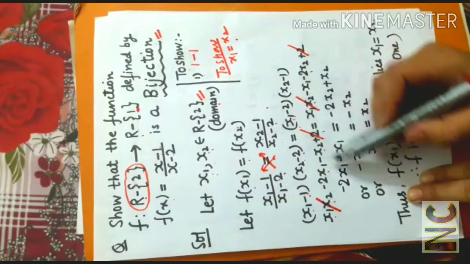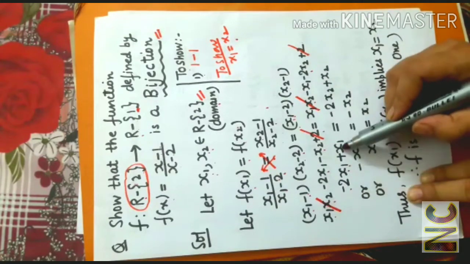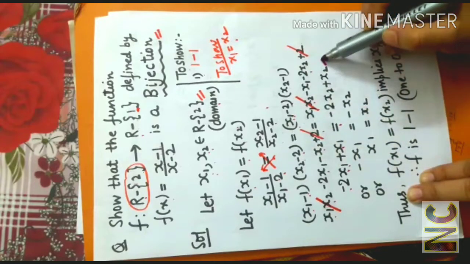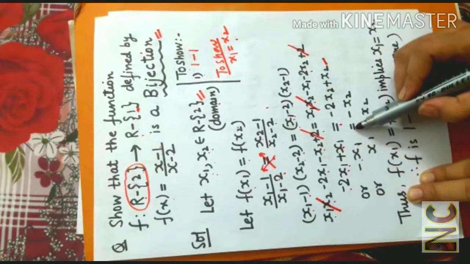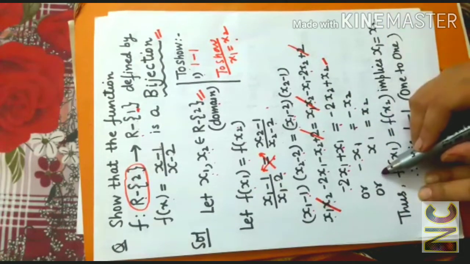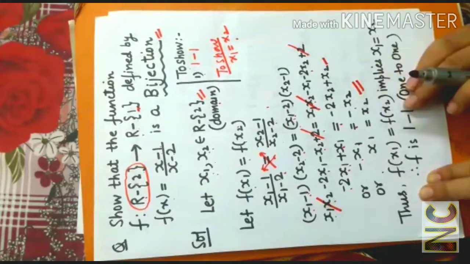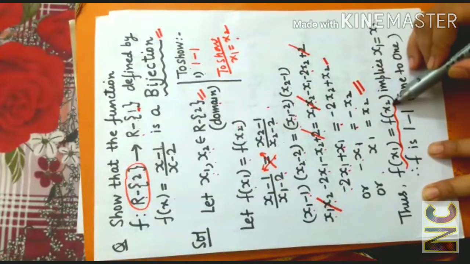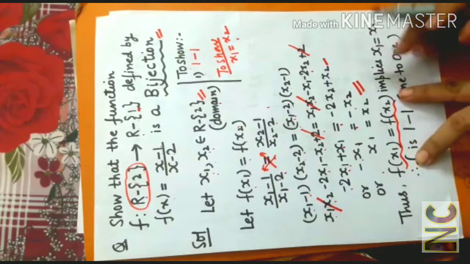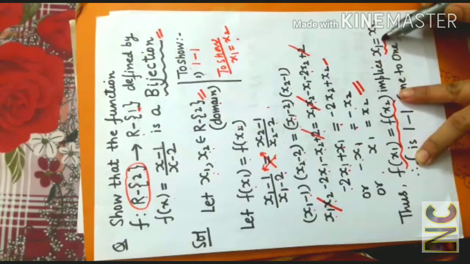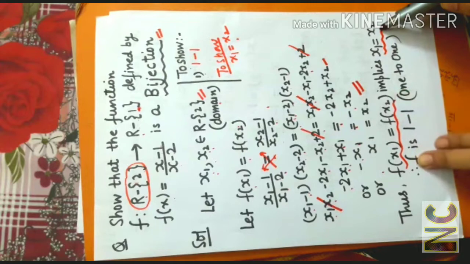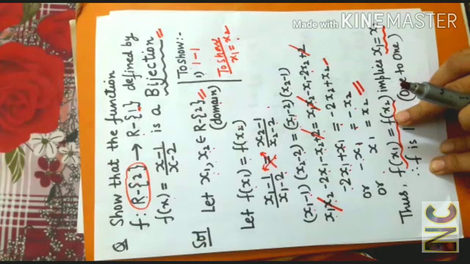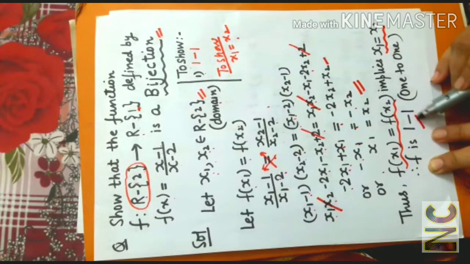Transpose this negative x1 to this side. So minus 2x1 plus x1 will be equal to minus 2x2 plus x2. That is, minus x1 is equal to minus x2, which implies x1 is equal to x2. So we have shown that when images are the same, elements cannot be different, they are the same. So different elements cannot have the same image. Therefore, the function is one-to-one.